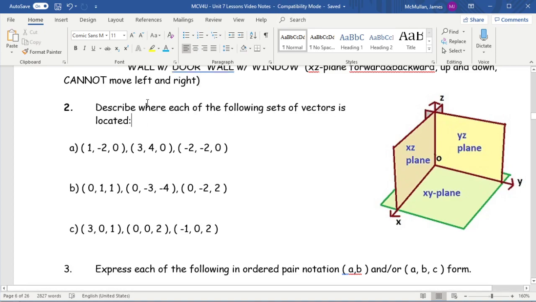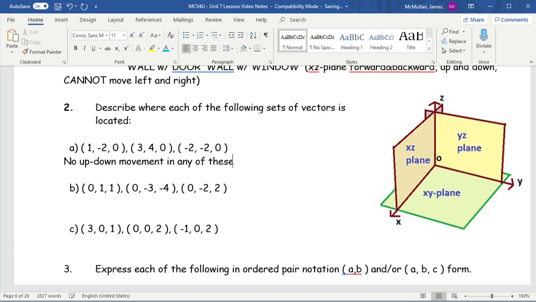Where would each of these vectors be located? Well, look at this first one. You can move forward and backward. You can move left and right. You cannot move up and down. Forward, backward, left and right, no up and down. There is no up-down movement in any of these vectors.